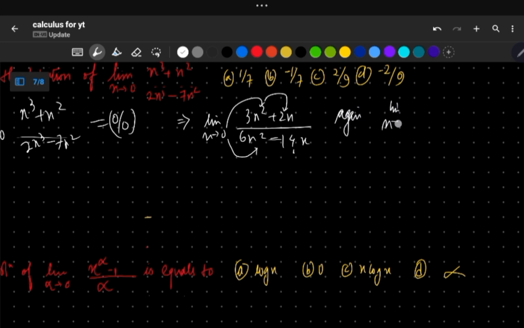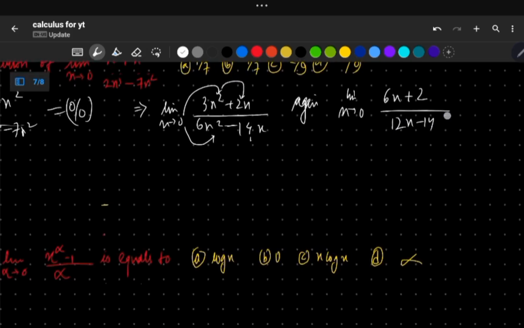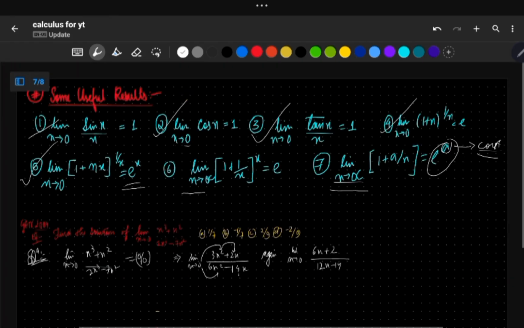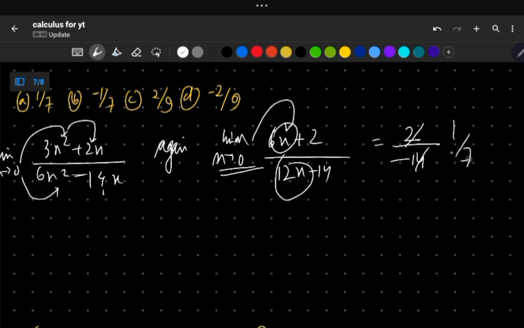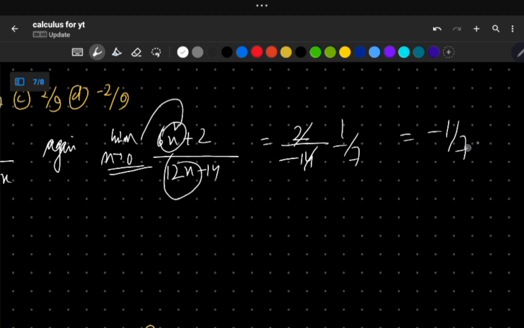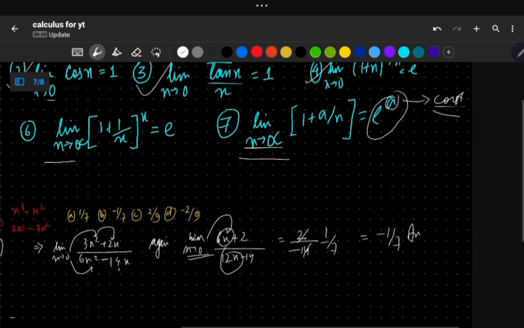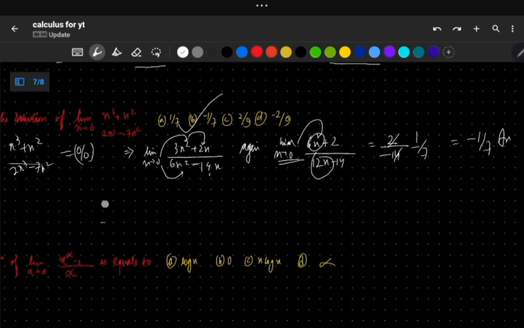So it becomes limit x tends to 0, 6x plus 2 upon 12x minus 14. If we apply x tends to 0 here, this becomes 0, this becomes 0, we get 2 by minus 14, that is minus 1 by 7. Minus 1 by 7 is the answer, so B is the answer, right?